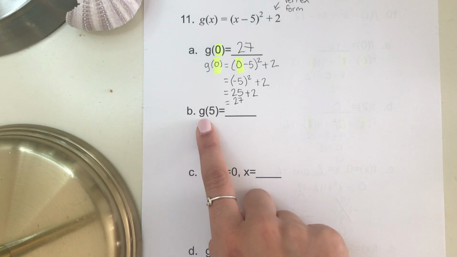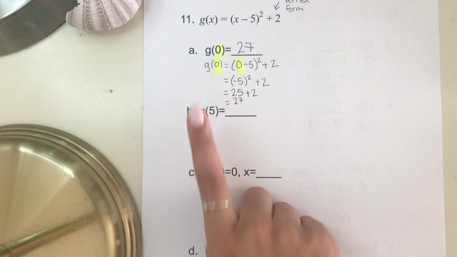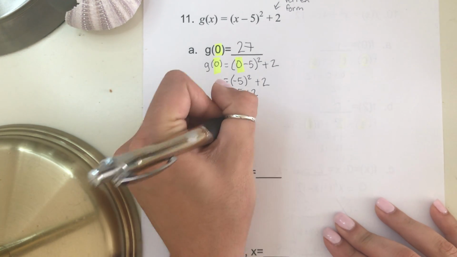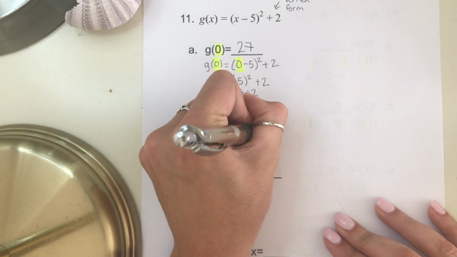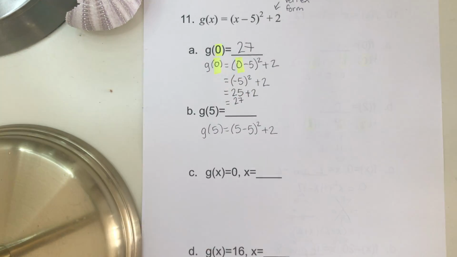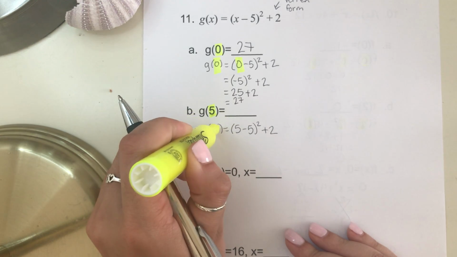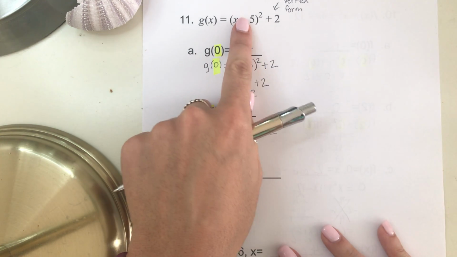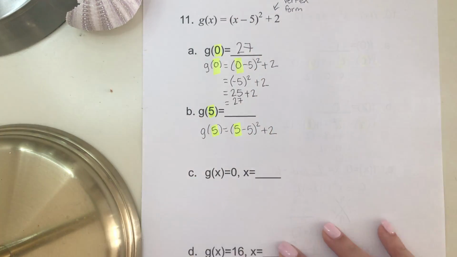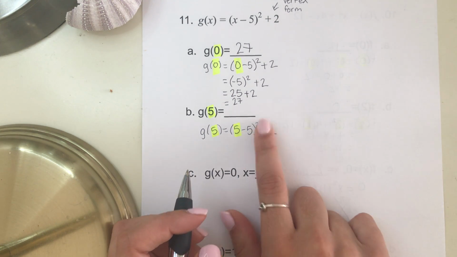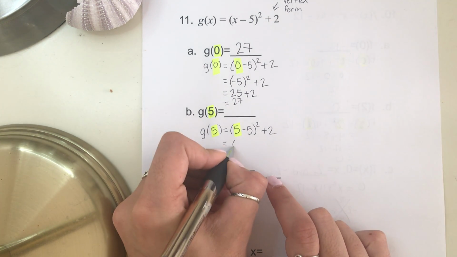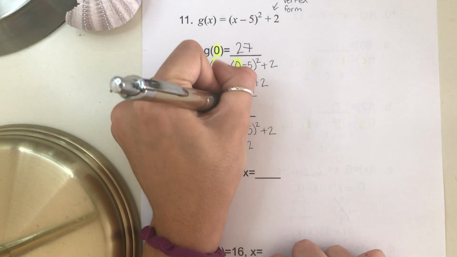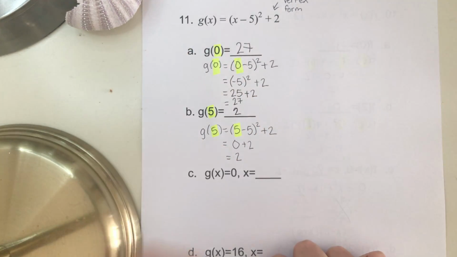Now, for part B, it's asking me to plug 5 into x in my function. So I'm going to rewrite this. g of 5 equals 5 minus 5 squared plus 2. Again, I'll highlight the 5, so we see I plugged 5 in wherever I saw an x. 5 minus 5 is 0. 0 squared is 0. So I've got 0 plus 2, which is equal to 2. So the answer to part B is 2.